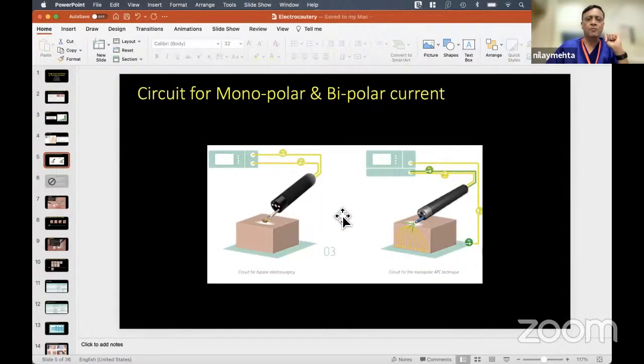In monopolar and bipolar, the difference is that in monopolar, the current goes from the electrosurgical unit and then comes back through the patient plate. While in case of bipolar current, there is no patient plate. You don't need a patient plate, because the current goes from the electrosurgical unit to whatever instrument you are using, and that is the bipolar instrument, and there is a complete circuit which is going back from the same instrument.